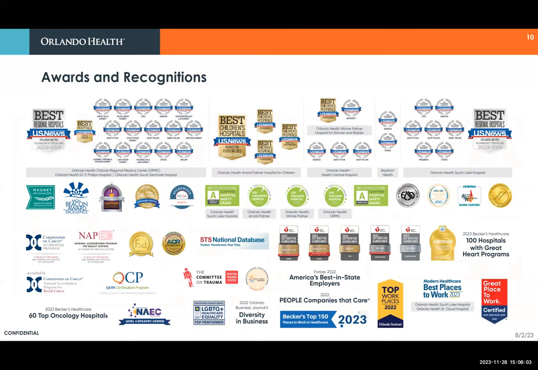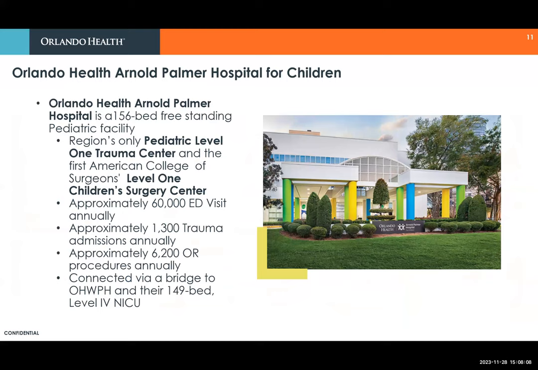Next slide. And then just a bit about Arnold Palmer specifically. So we are a 156-bed freestanding pediatric facility. We're the region's only level 1 pediatric trauma center, and we were the first American College of Surgeons level 1 children's surgery center in Orlando. We have approximately 60,000 ED visits annually, with 1,300 of those being trauma admissions. And we perform about 6,200 operative procedures annually. So we're connected to Winnie Palmer Hospital and their 149-bed level NICU, which we provide services for those babies via a bridge.